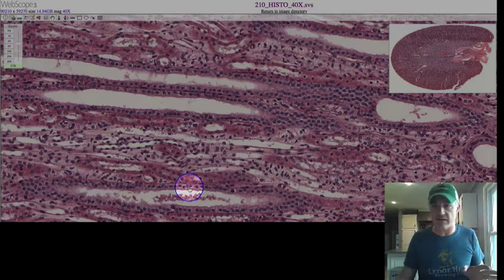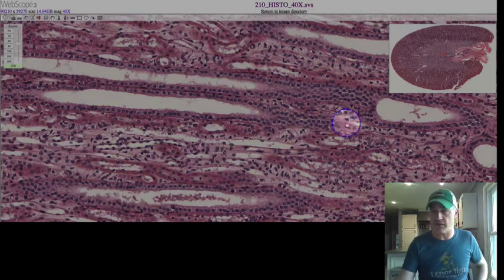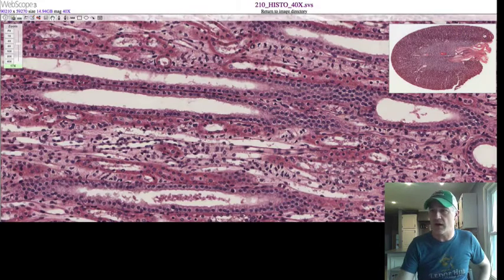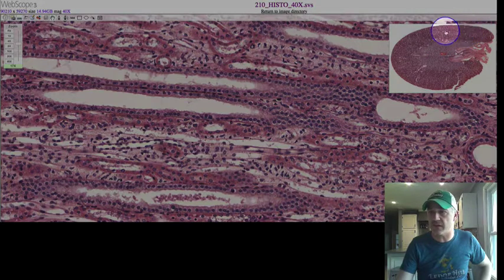Again, as you're looking at these kidneys, if you have a slide like this, most of your tubule types are going to be up in the cortex along with your glomeruli. As you are looking for loop of Henle and collecting ducts, you're going to want to go down more into the medulla of these structures here.